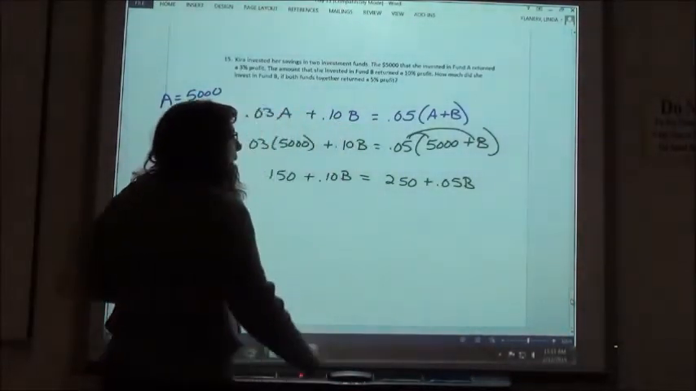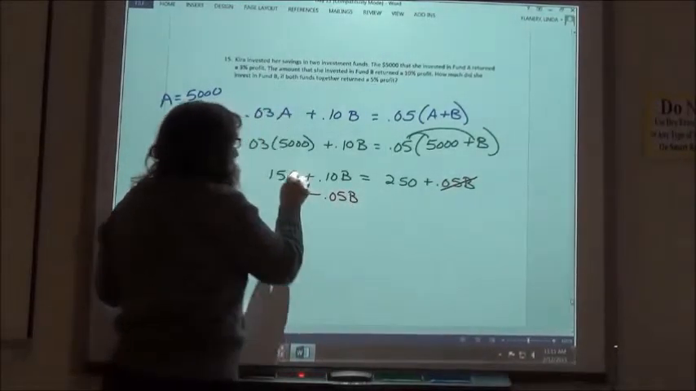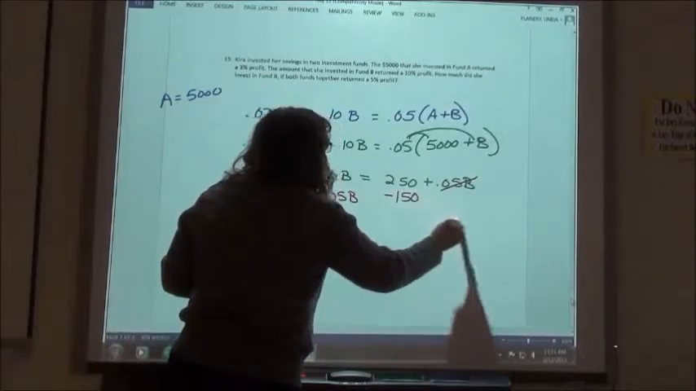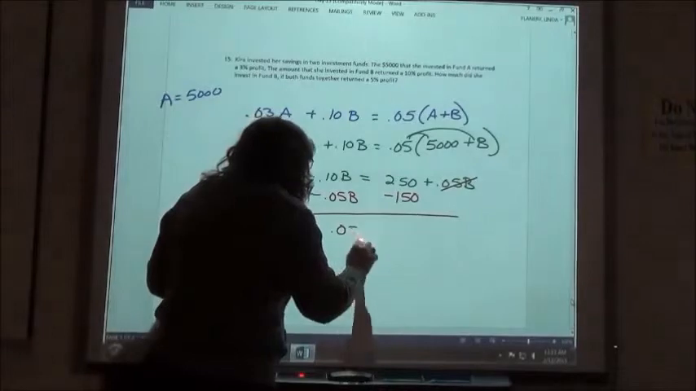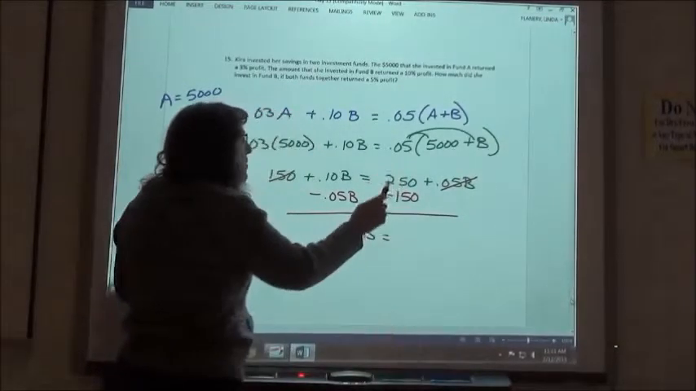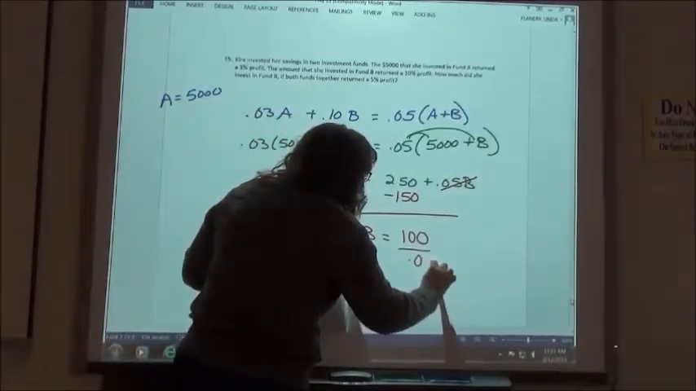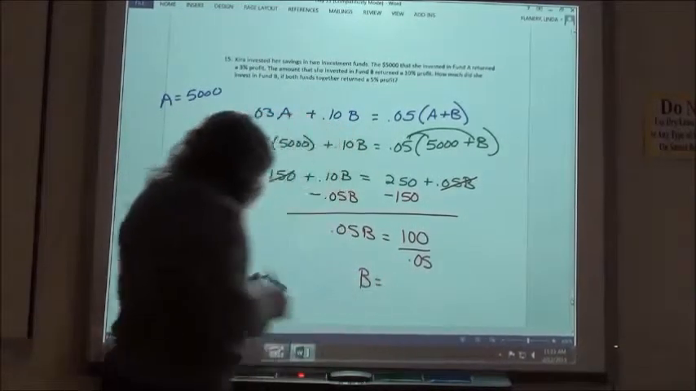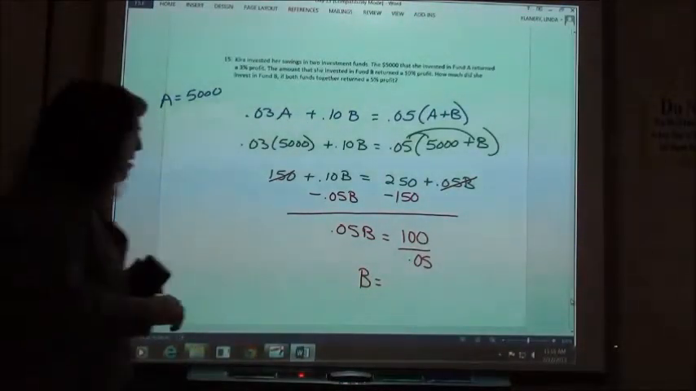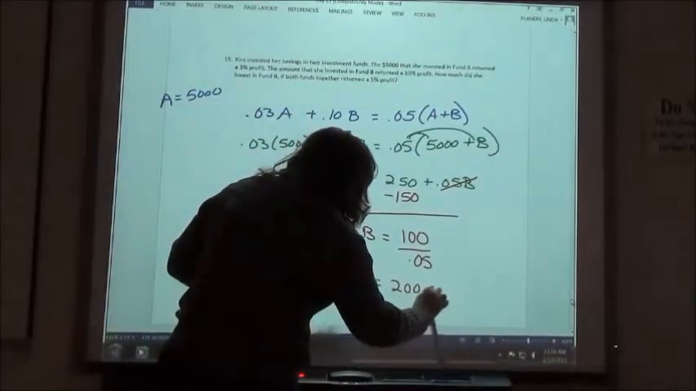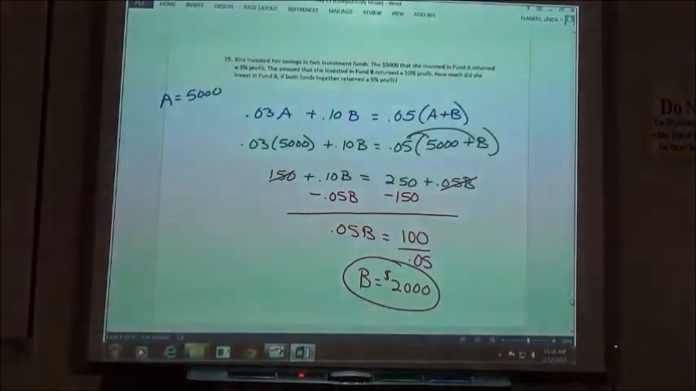So solving that for B, we're going to move this over here, so we're going to subtract our 5%. We're going to move that over there, so subtract our 150. 10% minus 5% is 5% of B. 250 minus 150 is 100. Dividing 100 by 5%. 100 divided by 0.05 gives me $2,000 for how much she invested in Fund B.